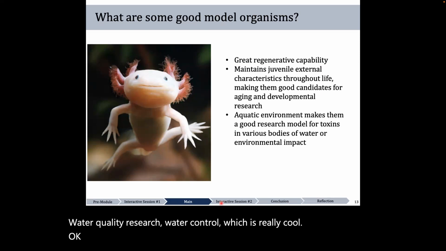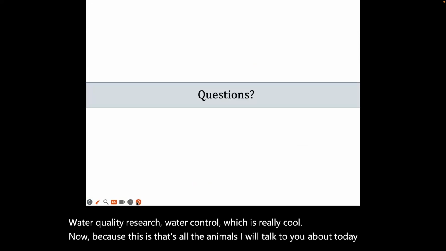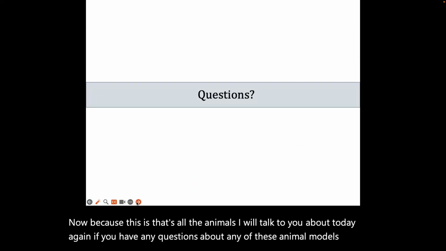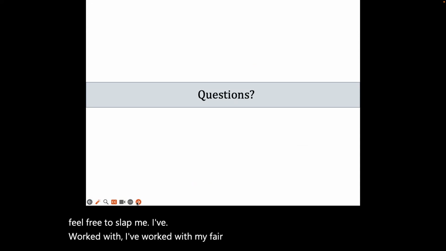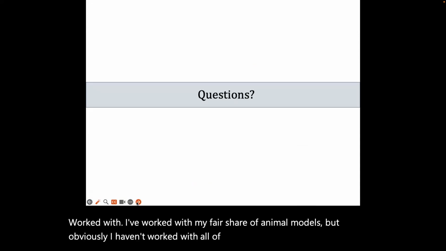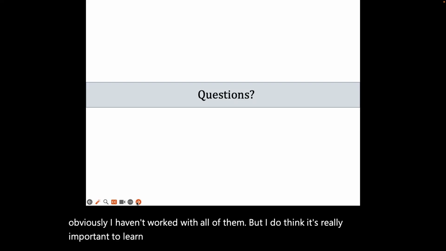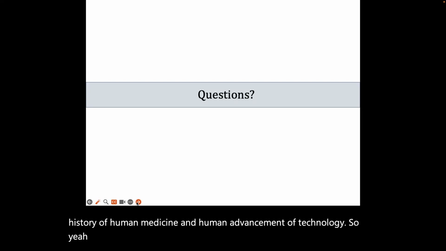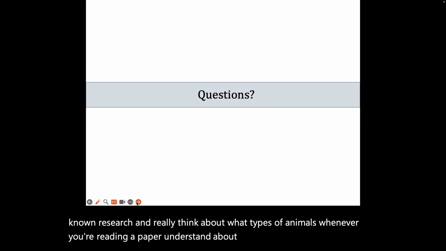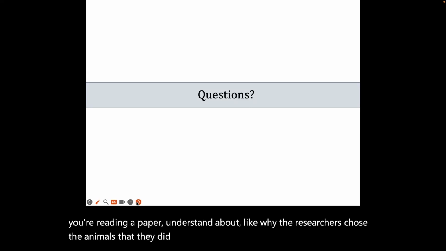Okay, that's all the animal models I will talk to you about today. Again, if you have any questions about any of these animal models, please feel free to Slack me. I've worked with my fair share of animal models, but obviously I haven't worked with all of them. But I do think it's really important to learn about the contributions that each animal plays in the history of human medicine and human advancement of technology. So do your own research, and whenever you're reading a paper, really think about why the researchers chose the animals that they did and what types of animals have really advanced specific fields throughout the years.